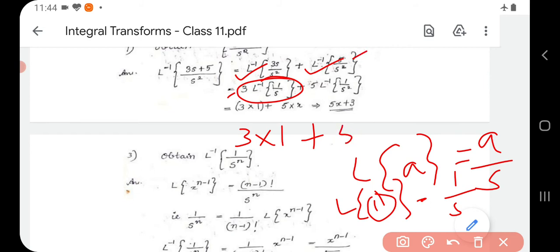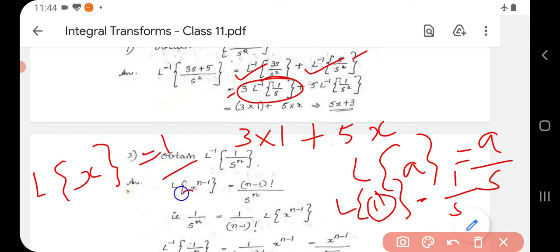Just take it outside. L inverse of 1 by s square is x. Why? Because we have already studied Laplace transform of a variable, say x, is 1 by s square. So L inverse of 1 by s square will be x. That is how it is written. So first study well, get thorough with the Laplace transform. Then only you study inverse Laplace transform. Why? Because then only you will understand.